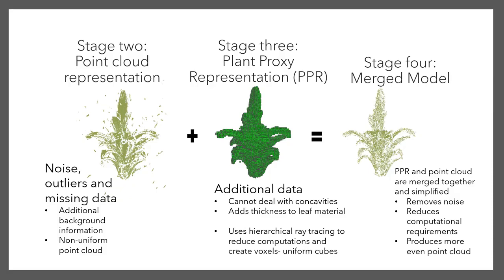So stage four is then merging these two models together. So the PVR and the point cloud are merged together and simplified. So this helps to remove the noise, and it reduces the computational requirements in the later stages. It also produces a more even point cloud. So when it goes to the next stages, it's much easier to define the whole shape when the points are evenly spaced.